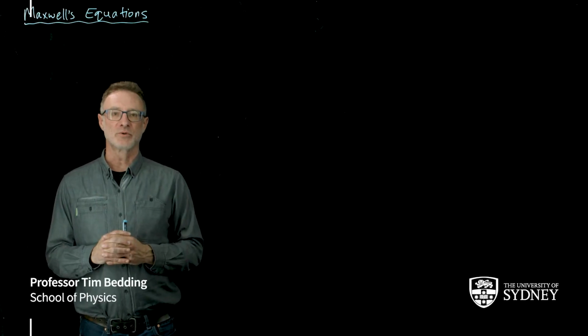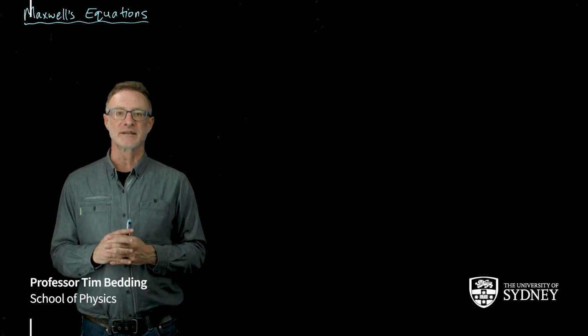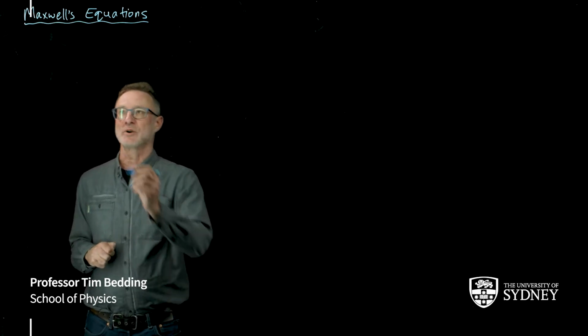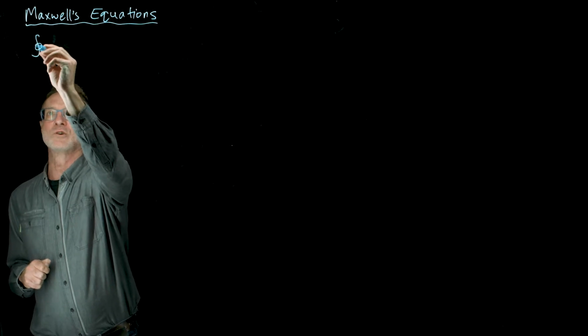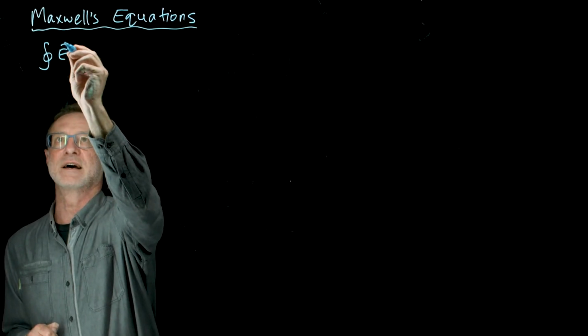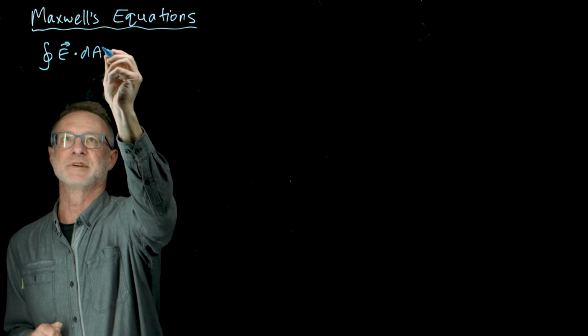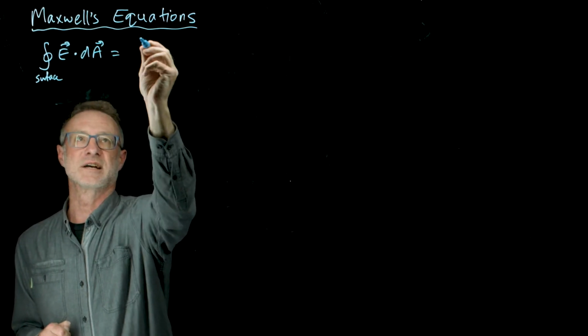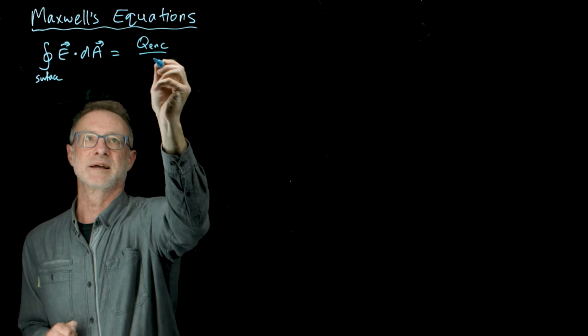So we're going to look at Maxwell's equations and see how we can derive light as traveling waves based on those equations. So let's start by writing down the 4 equations. Firstly, we have Gauss's law, which says that the flux of the electric field through a closed surface is the charge inside divided by epsilon naught.